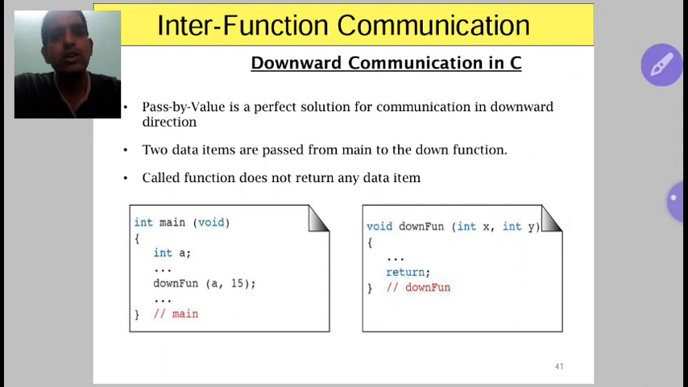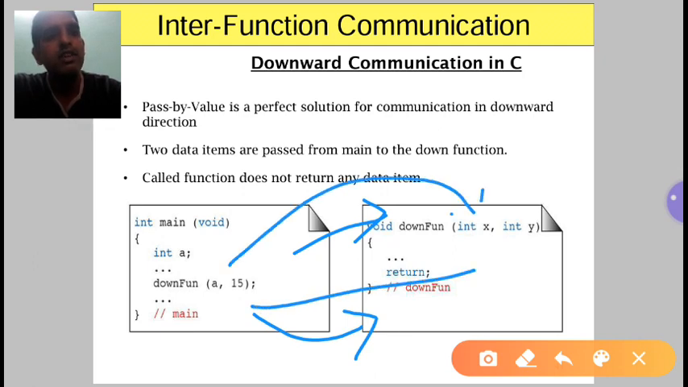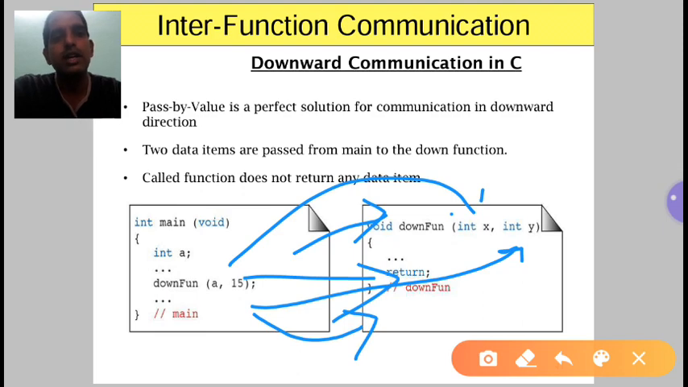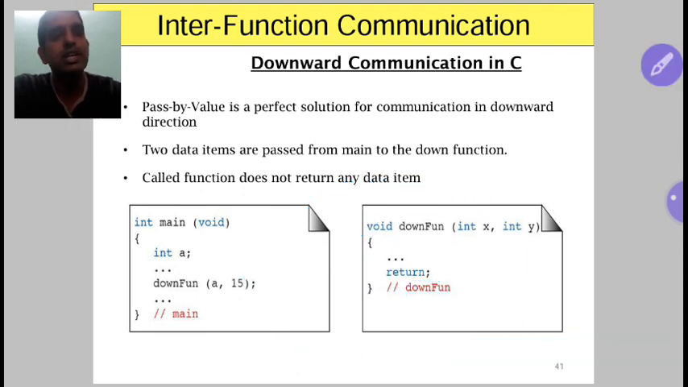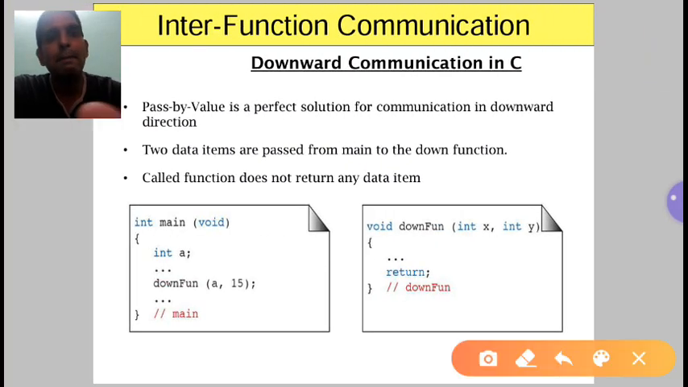So the downward communication, that is communicating from the calling function to the called function. Here we'll be passing the values a and 15 to x and y. a will go into x and 15 will go into y. Here you are sending your data in one direction, from the calling function to the called function. We'll be calling it downward communication, and also call by value or pass by value.